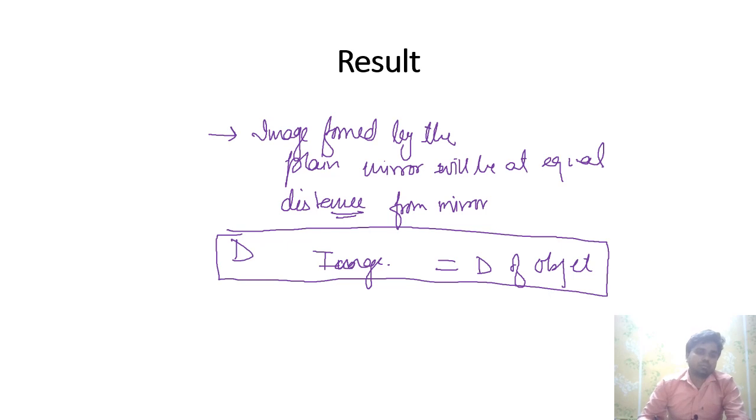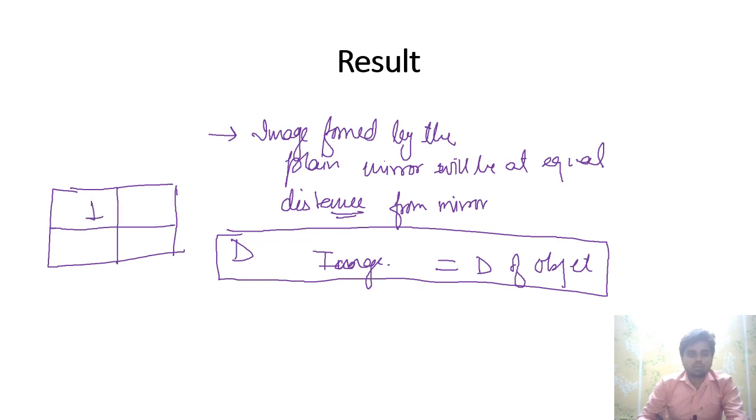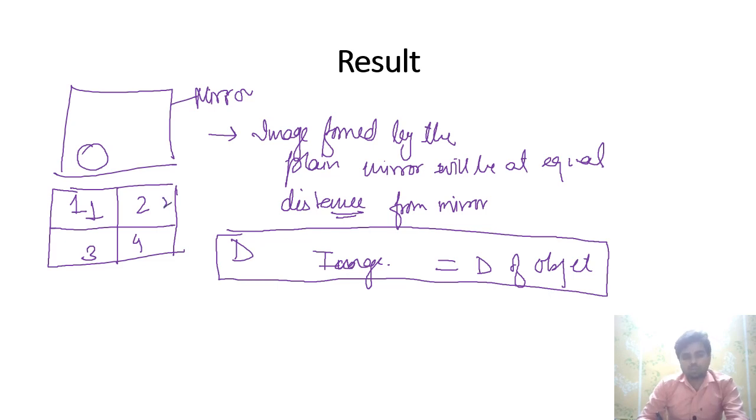So what will happen, like if this is a square box, let's suppose 1 2 3 4 is there and we have put one mirror over here. Suppose this is a mirror. Now put the object at one position and see the image position. Now put the object at second position, then again see the image position. Now put the object at third position and again see the image position. Now put the object at fourth position, then again see the image in the mirror.